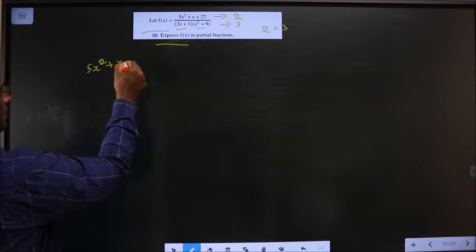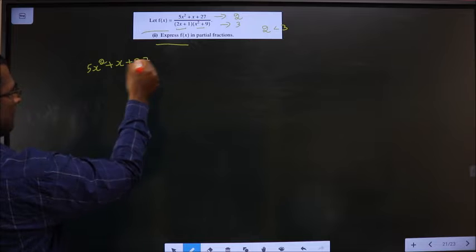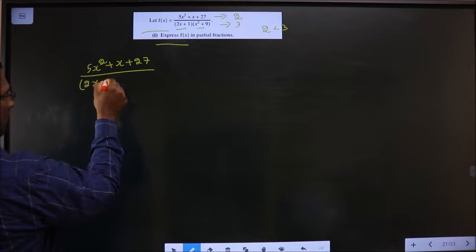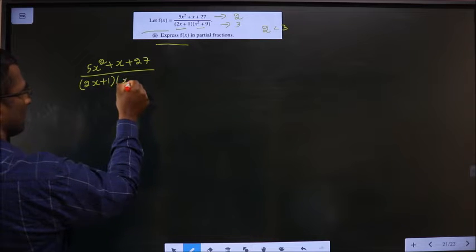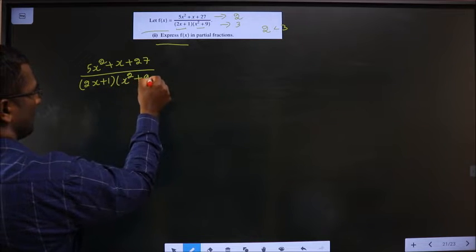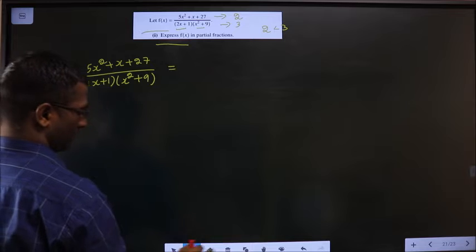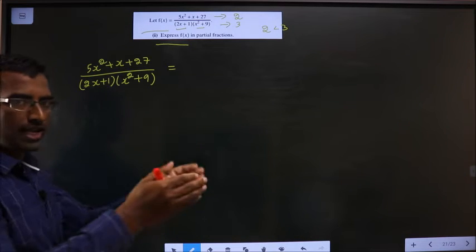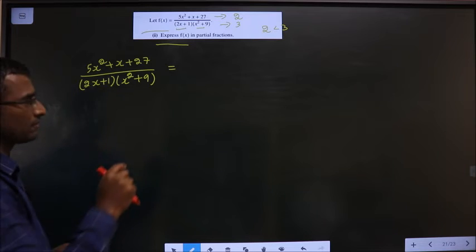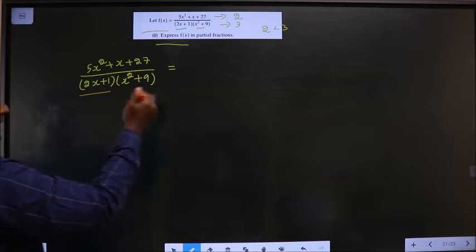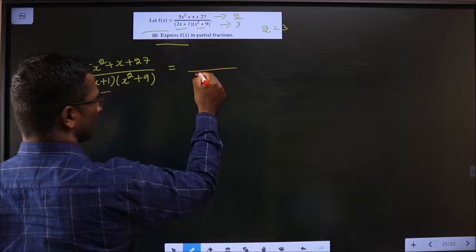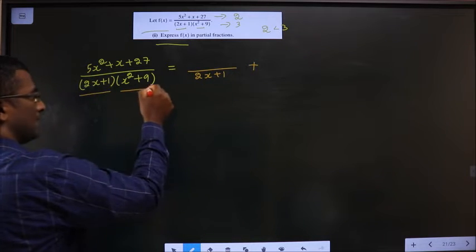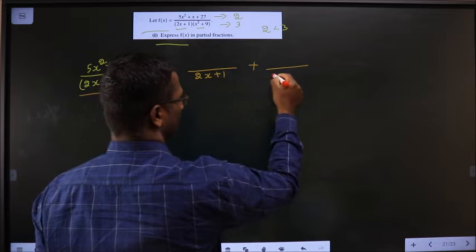Given is 5x square plus x plus 27 by 2x plus 1 times x square plus 9. Now, how do I break this into partial fractions? See here. Take the first bracket right here, plus, now take the second bracket right here.